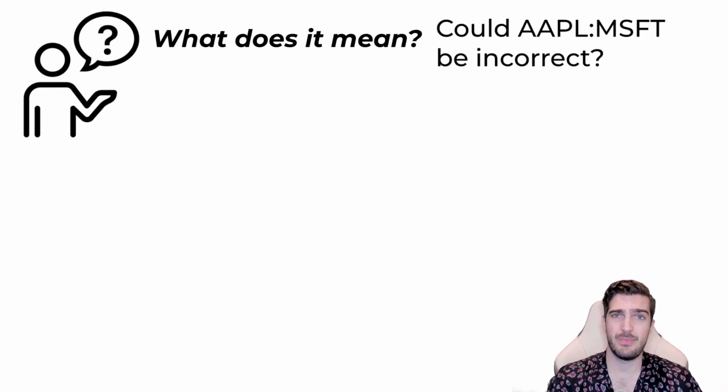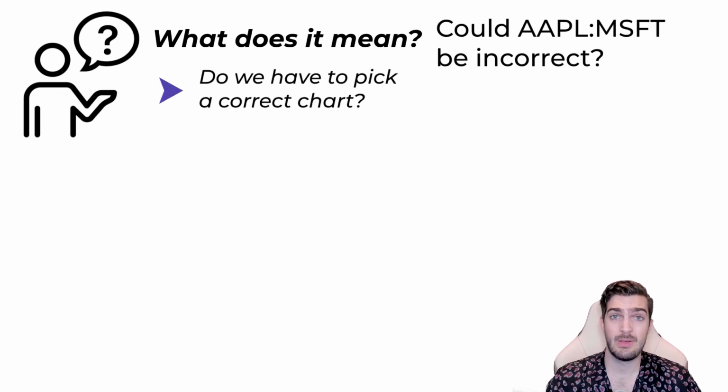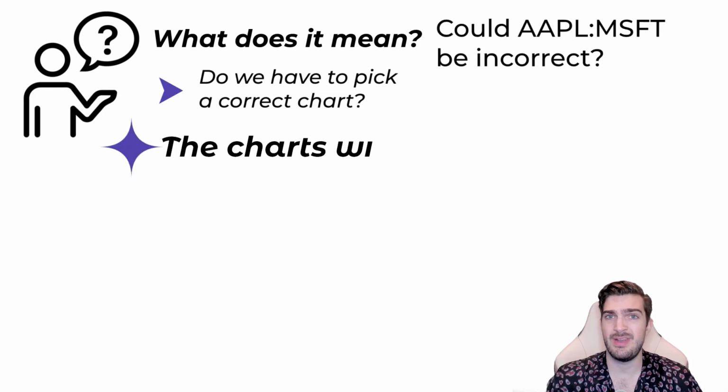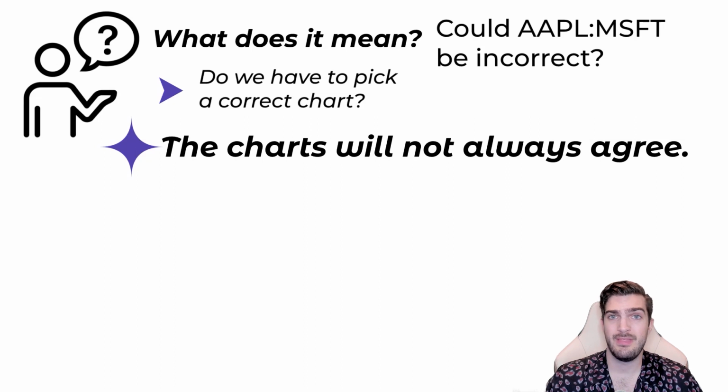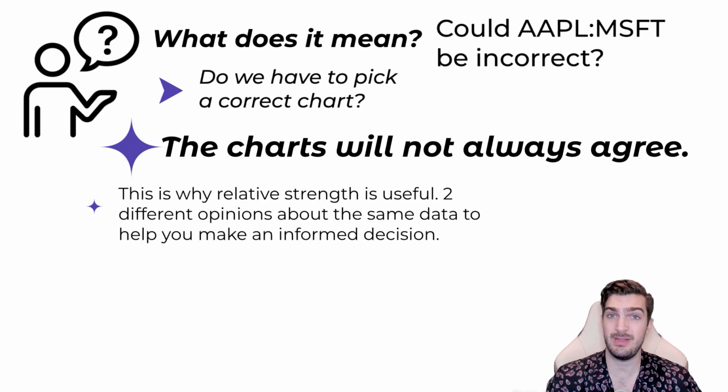Because if they're not opposites, how do we decide which one is correct and which one is incorrect? Well, the simple answer is they're both correct, and these charts don't necessarily have to agree. That, in fact, is one of the biggest benefits of relative strength. For every comparison, you get two different opinions of the data. You get the security A compared to B, and what that short-term and long-term indicators look like. But you also get B compared to A, and what those indicators look like.